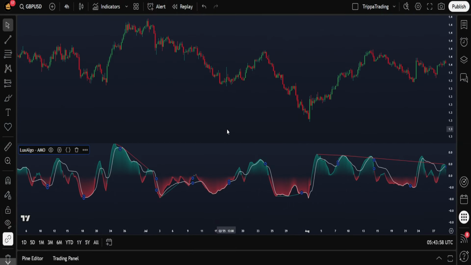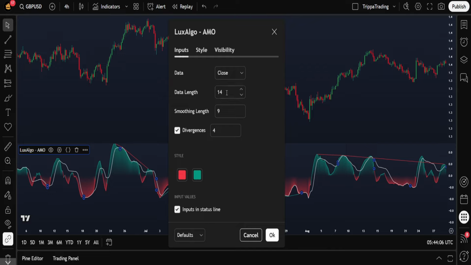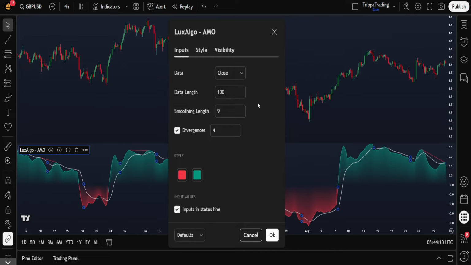Let's fine-tune the settings so we're working with the ideal setup. Double-click the indicator or open its settings from here. Under Inputs, set the data length to 100. This makes it capture a broader view of the trend instead of reacting to every small candle. Keep smoothing length at 9. That's the sweet spot between fast and stable. Turn divergences on and set divergence length to 10, so it scans short but meaningful swings for hidden momentum shifts.